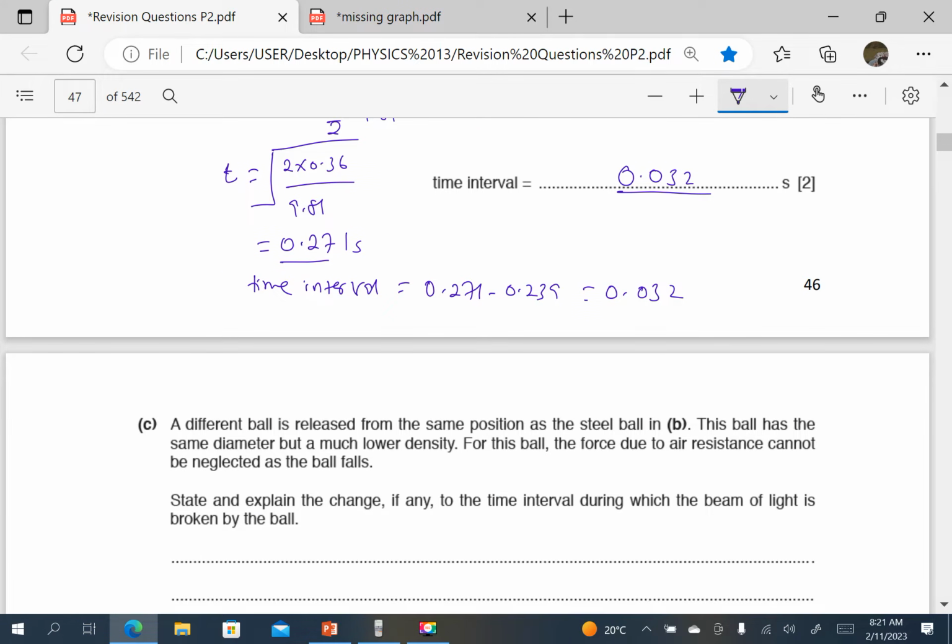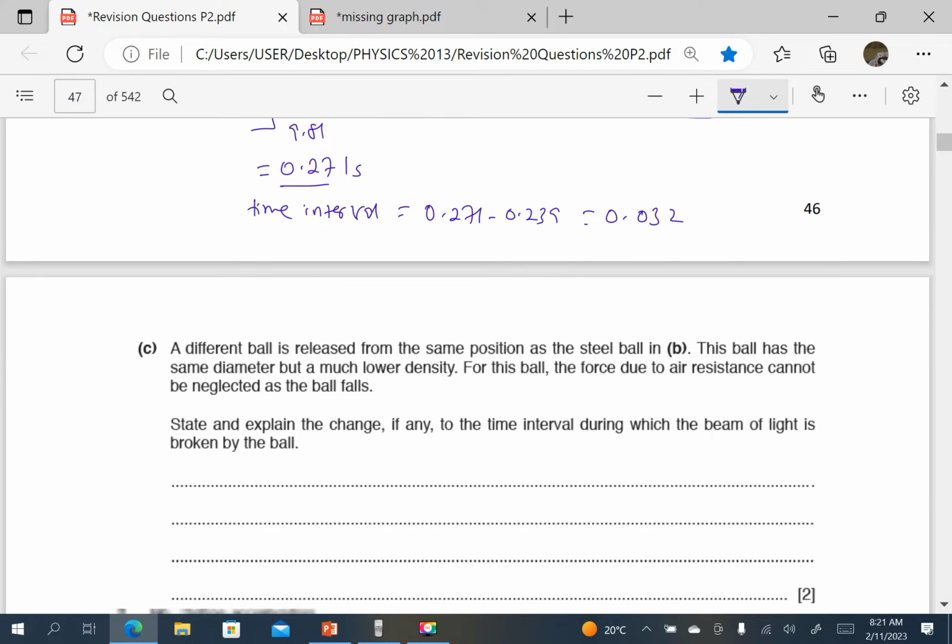A different ball is released from the same position as the steel ball in B. This ball has the same diameter but a much lower density. If it is the same diameter, it means the volume is the same, but the density is less. Since mass is equal to density times volume, same volume but lower density means a smaller mass.